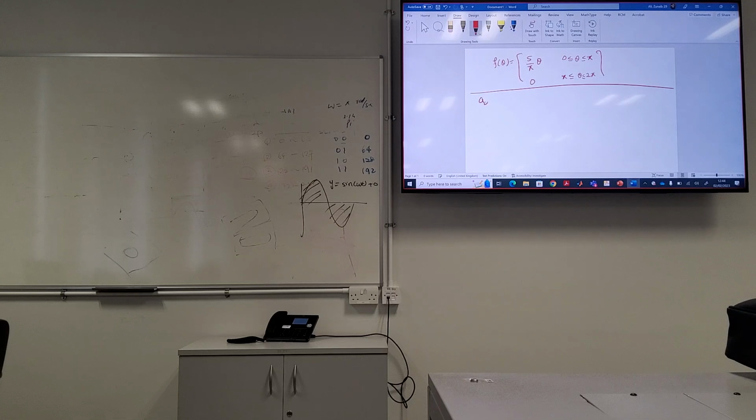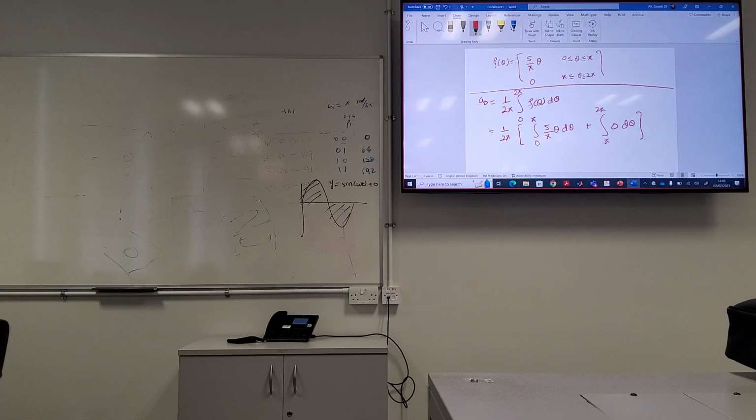If you want to find a naught, so a naught is 1 by 2 pi, integral from 0 to 2 pi of f of theta d theta. It's 1 by 2 pi, inside it's 0 to pi of 5 by pi theta d theta, whereas from pi to 2 pi its value is 0, right?